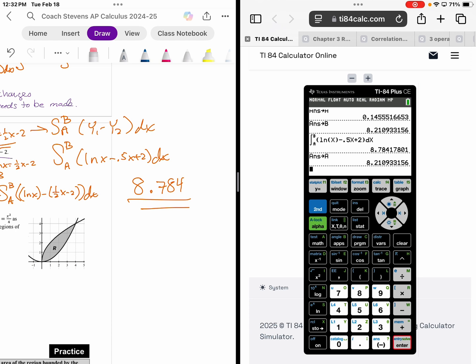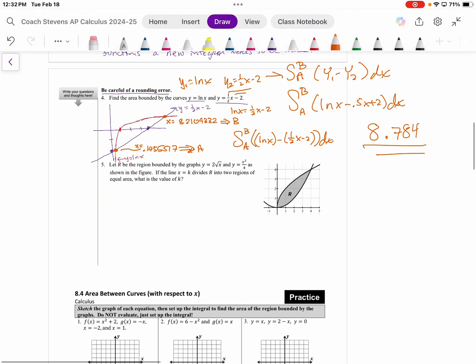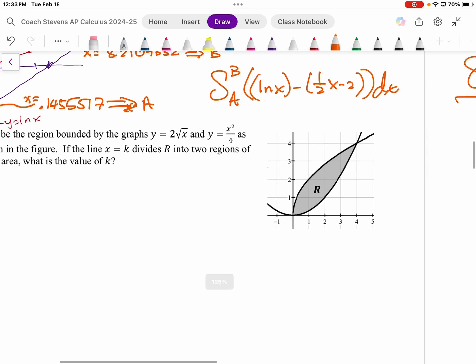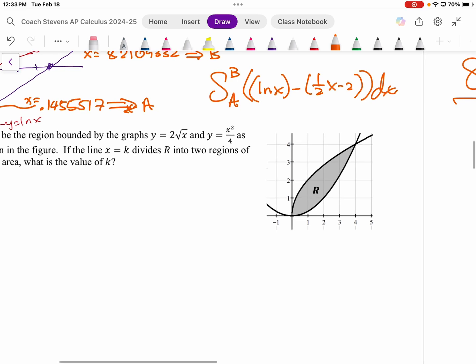So the last one. Is it the last one? Yeah, it's the last one. Oh, yeah. So let R be the region bounded by the graphs y is equal to 2 square root of x, and y is equal to x squared over 4. So if you didn't know which one was which, this is y is equal to 2 square root of x. And this other one here is y equals x squared over 4.